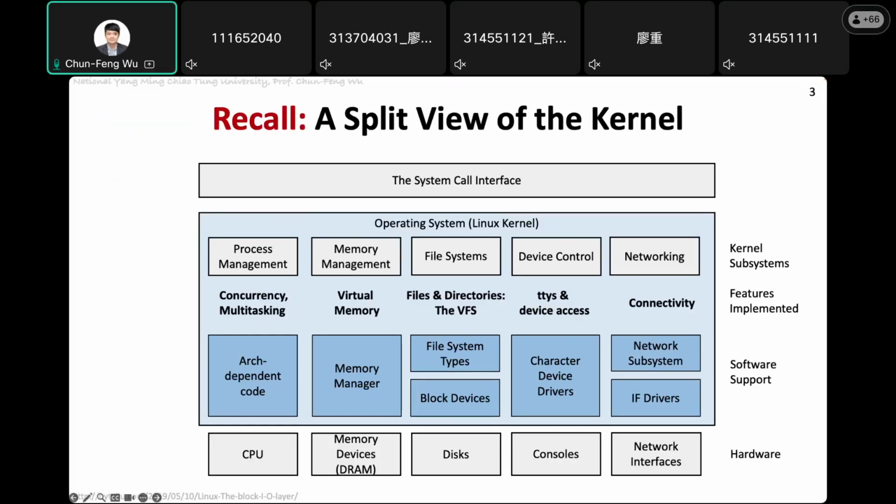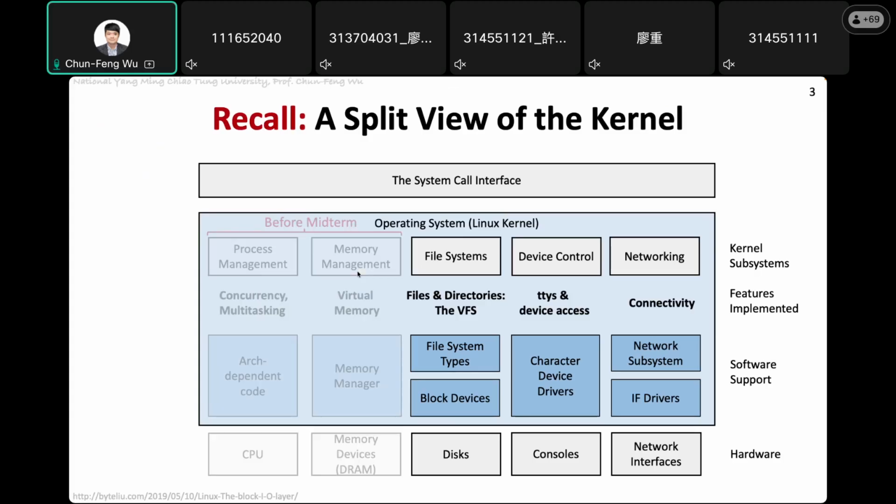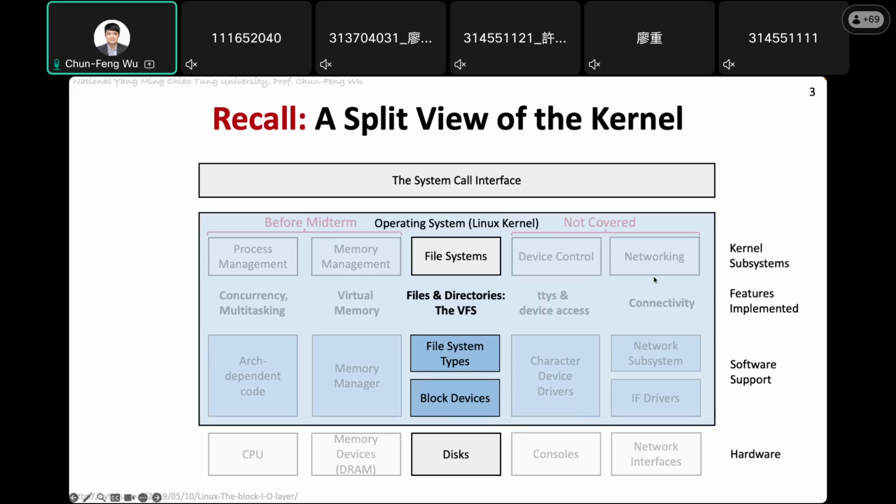Let me first give you some recall about what we learned last week. Before the midterm, what we learned was process management and memory management. There are also some components in Linux that we are not going to cover, including device control and networking. So in the rest of this course, we will focus on the I/O path, including the block device, file system types, and then virtual file systems.